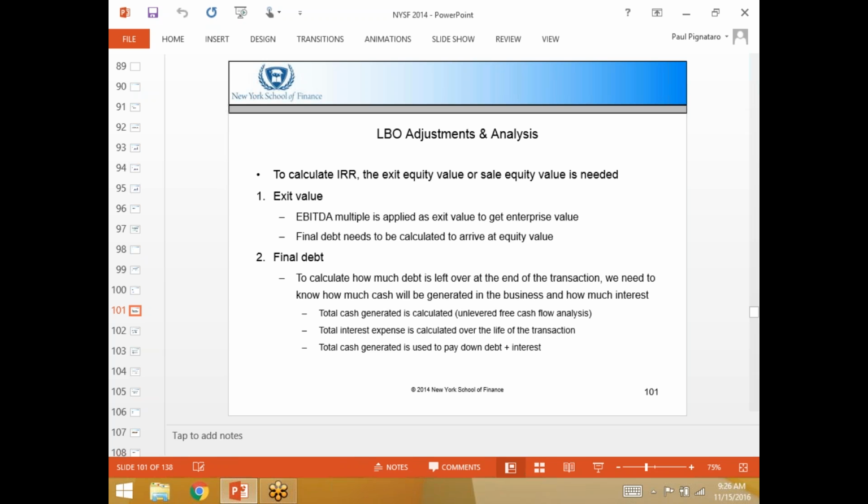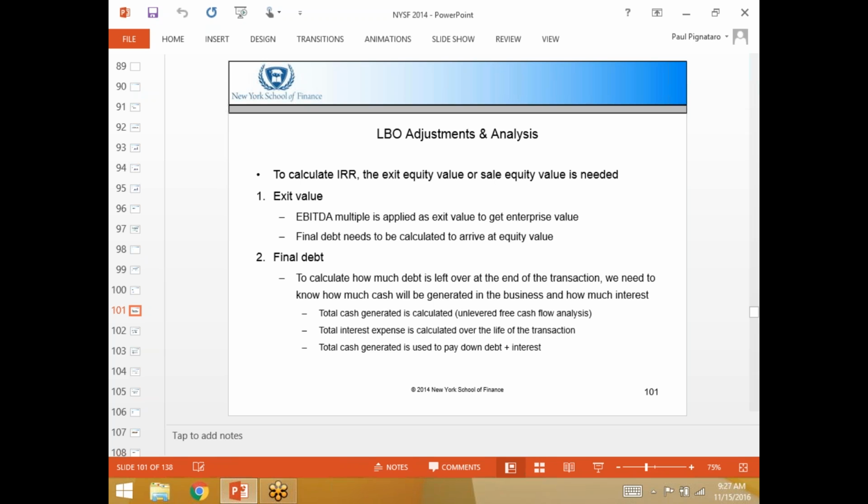So, again, you want to build a little unlevered cash flow. That gives you the capability to calculate the exit, it gives you the final EBITDA, and it gives you the ability to calculate cash, your unlevered cash flow. And then we calculate the exit by applying a multiple to the final year EBITDA. That's not our return. We need to figure out what our final debt is.